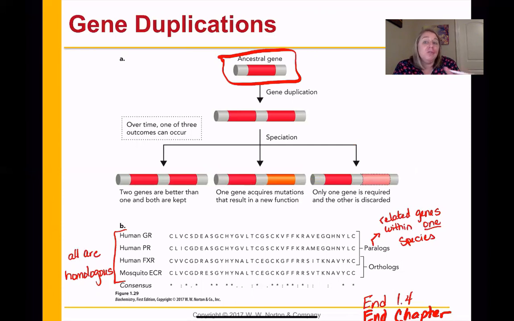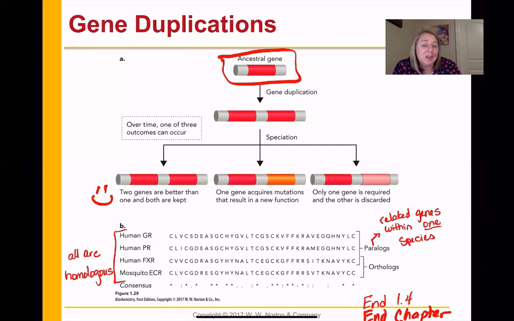Sometimes if you have 2 copies of the gene, you can make twice the amount of protein, and that is wonderful. If 2 genes are better than 1, you keep them both, and that organism that duplicated that gene has a higher fitness, higher survival rate, and so it stays in the gene pool.